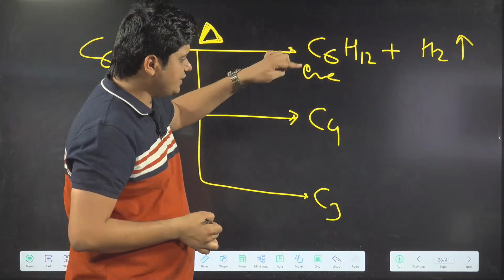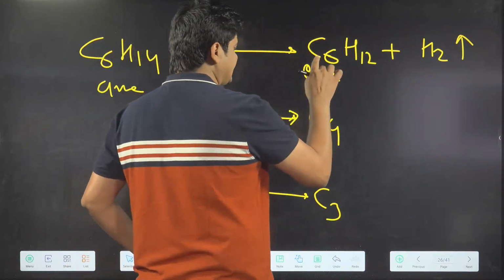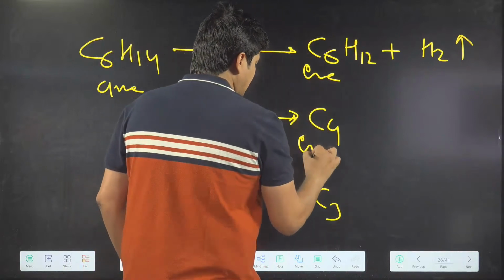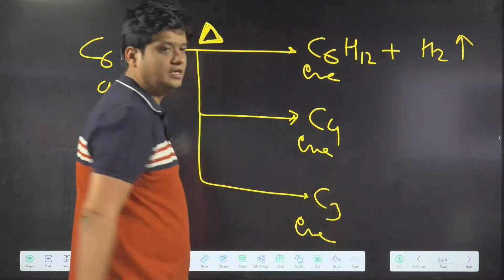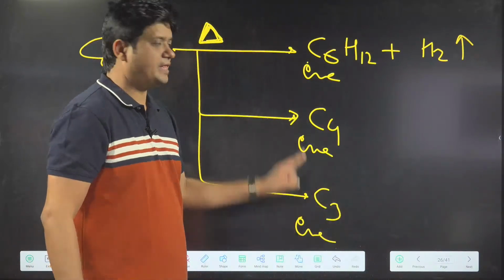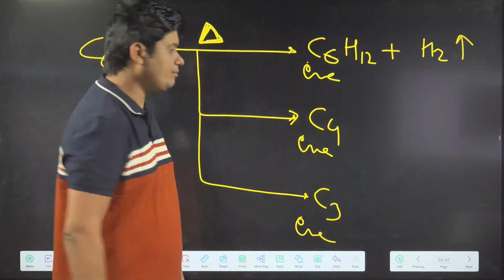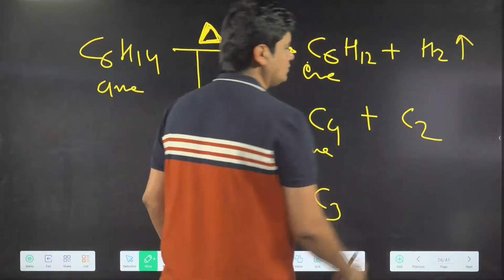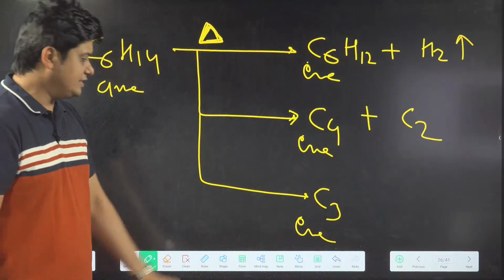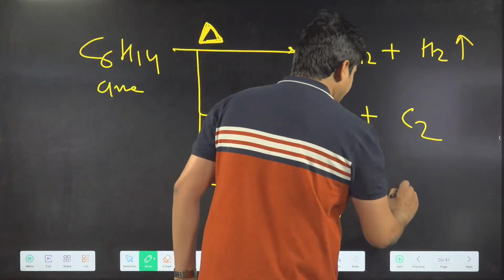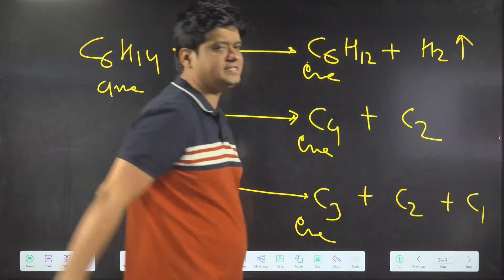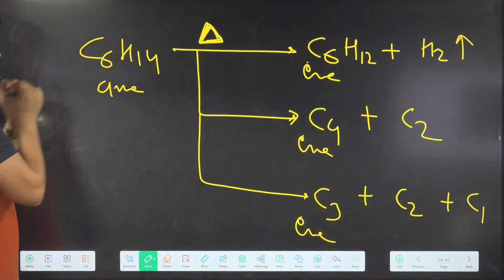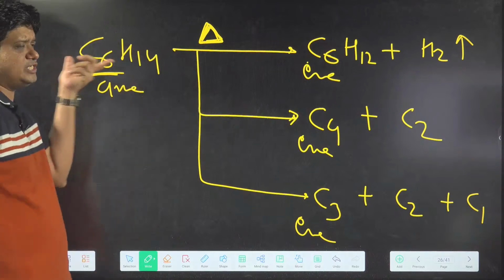Now, after knowing this, we can write another also. C6, I said C6, C4, C3. This is an alkene. This is C4, so obviously another fragment will be C2, the lower fragment. This is C3, so the lower fragment will be C2 and the much lower fragment will be C1. Why sir, 3 to 1? Because the total count is 6. Total count is C6, so we have to satisfy this.